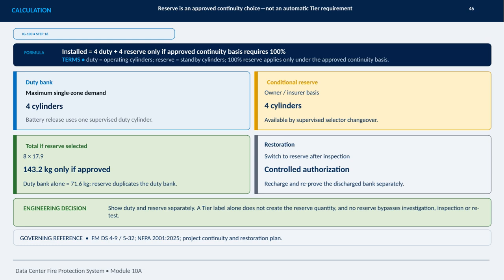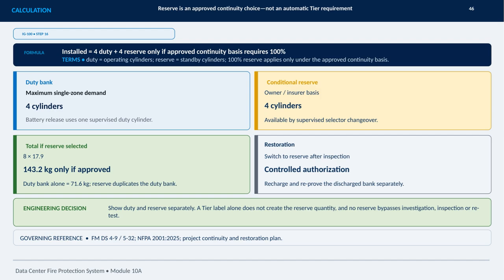Without the reserve, the duty bank alone is 71.6 kilograms. Restoration also matters. After an event, the system may be switched to reserve through a controlled, supervised selector changeover, but only after inspection. The discharged bank must then be recharged and independently reproved. So, in the engineering documentation, duty and reserve should be shown separately.